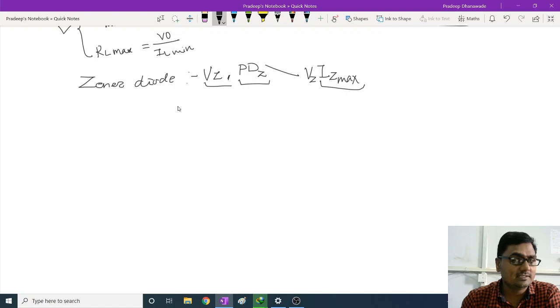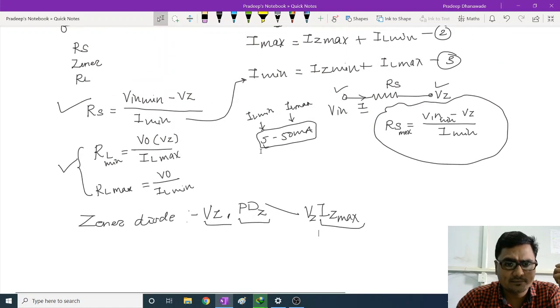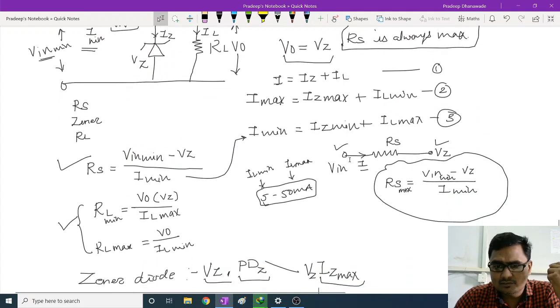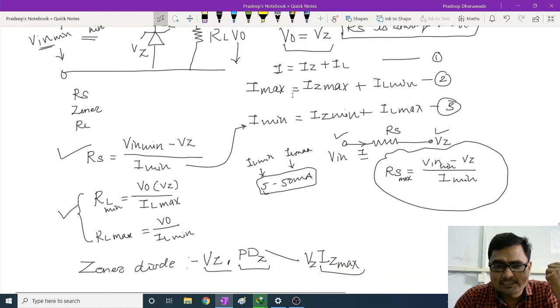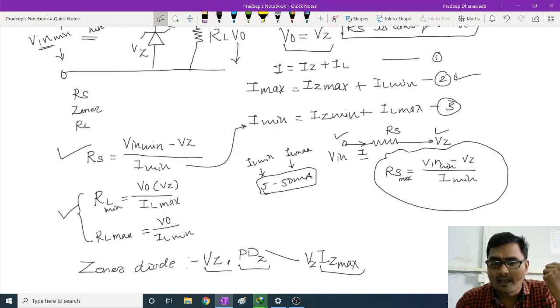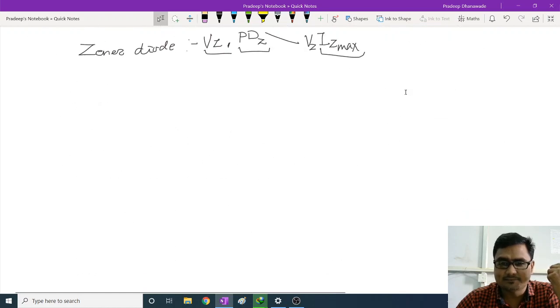Somewhere in your design you have to calculate this Iz max. How to calculate Iz max? I hope we have mentioned it here. If not, then let me tell you. Look at this equation, equation number 2. I am using this equation to calculate Iz max. How to calculate Iz max? Look at this. Iz max is equal to I max minus IL minimum.